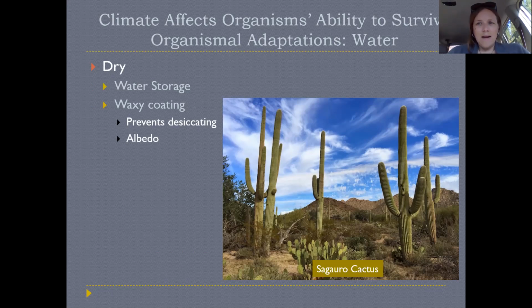And this waxy coating helps prevent water from evaporating out of the plant and desiccating or drying out. And it also reflects light, so it helps keep the plant a little bit cooler to slow down evaporation. So those are kinds of adaptations that dry land plants would need to have.